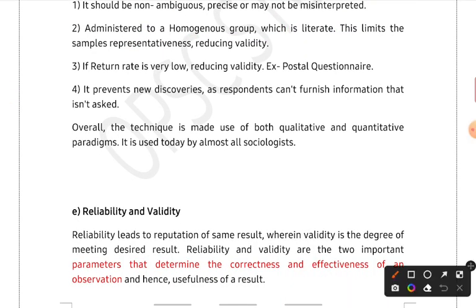Then the return rate is very low, reducing validity. So you should make sure that validity is maintained, because if the return rate is less, validity obviously will decline.